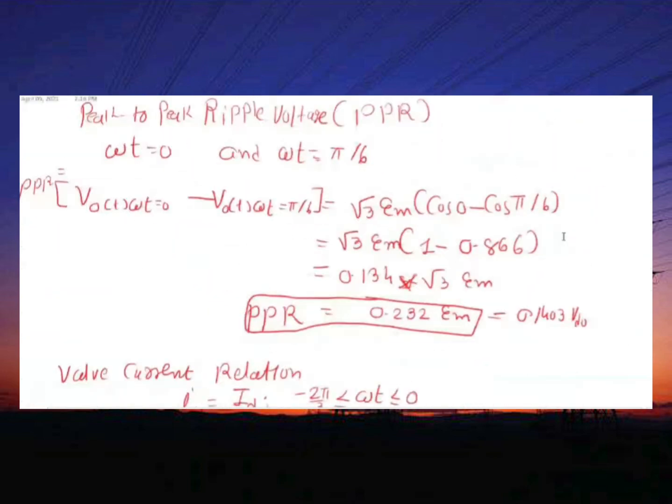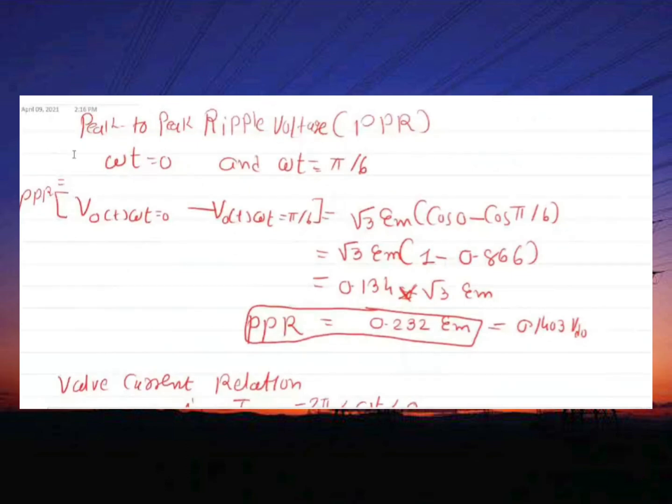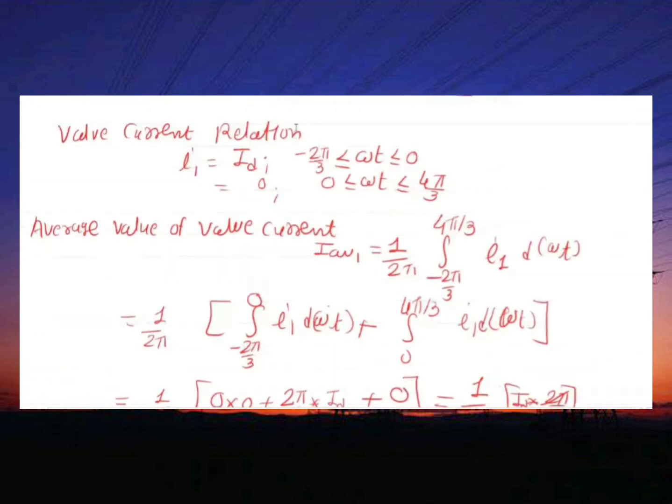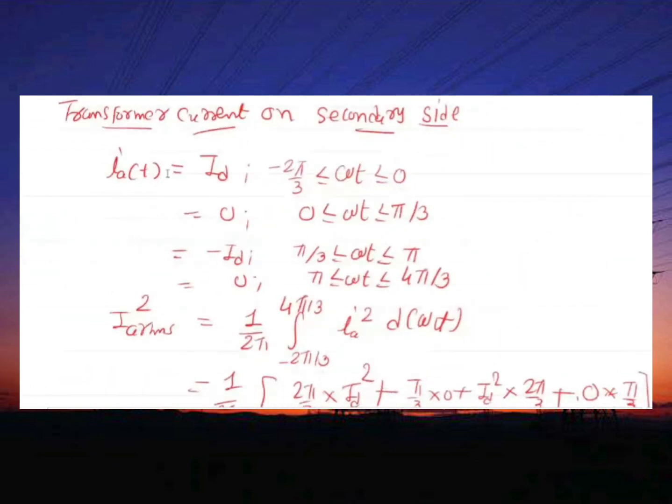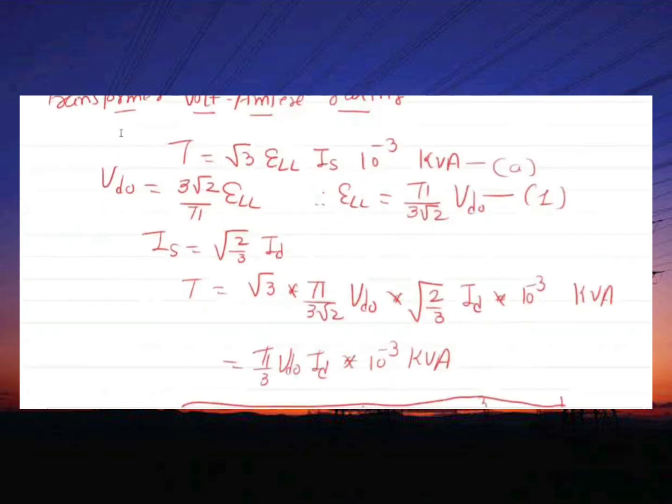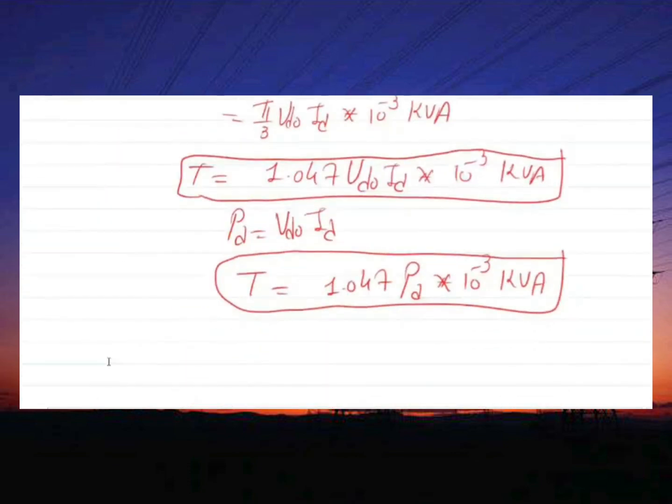First of all, we derived the equation of peak-to-peak ripple. After that, the average value of valve current, the RMS value of valve current, the current on the transformer secondary side, and the transformer volt ampere rating. Okay, so now the next one is the volt ampere rating of a valve. Up to that, we derived the equation of volt ampere rating of the transformer.